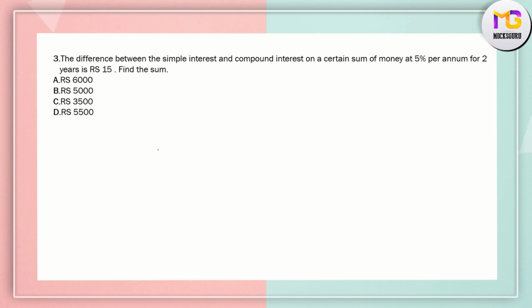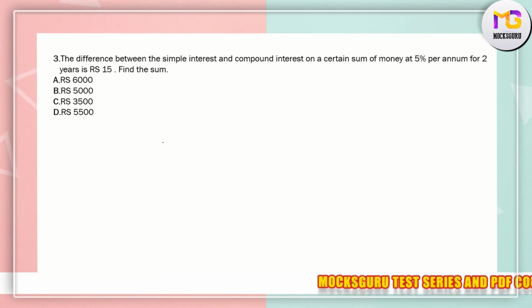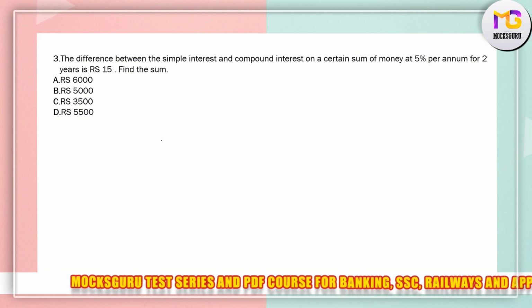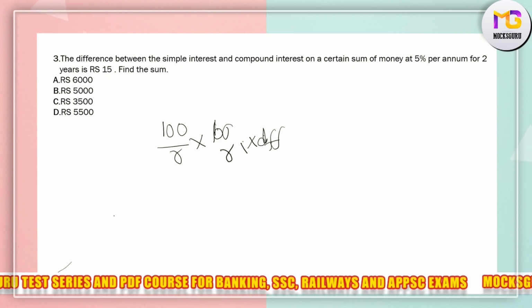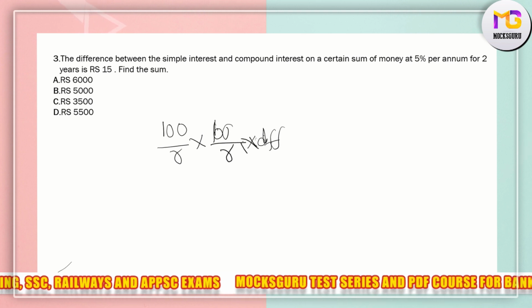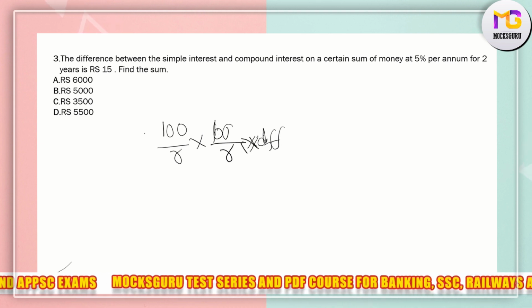Next question. The difference between simple interest and compound interest on a certain sum of money at 5% per annum for 2 years is ₹15. Find the sum. When the difference is given, we have one shortcut. The shortcut is 100 by r into 100 by r into difference. This is the shortcut for 2 years.